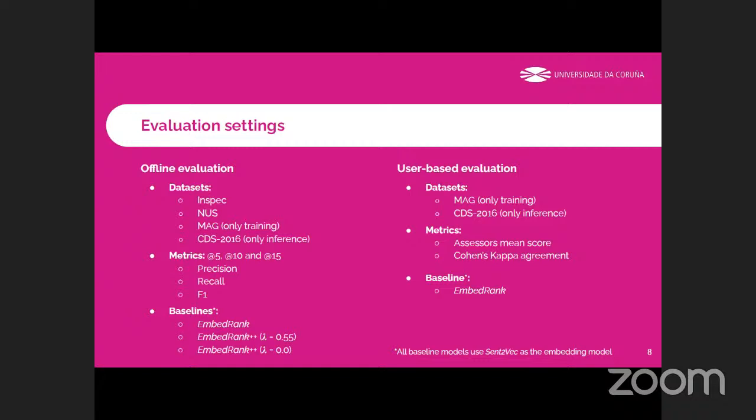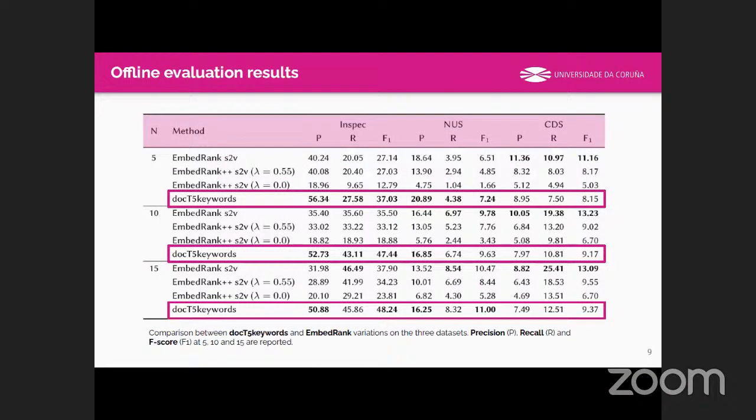We compute two metrics: the assessors' mean score, and also an agreement metric like Cohen's kappa. We will only compare our model against one baseline this time, which is the EmbedRank base model. As we may see in this table, our model outperforms EmbedRank in terms of precision, recall and F1 score in two of the three experiments. In particular, we perform better when not switching between domains in training and testing, while in the last experiment, where we switch between training and testing domains, we perform much worse.